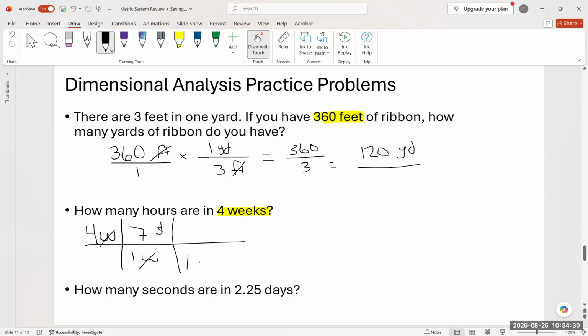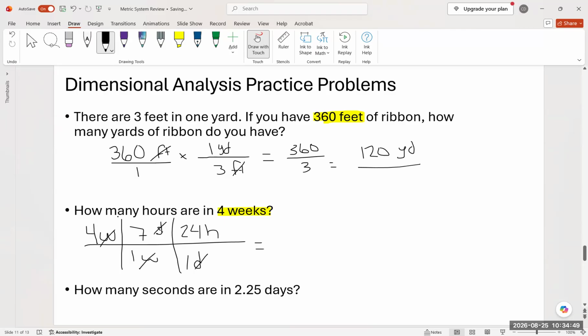Well, I don't need days. So I'm going to say, what do I know about days? Well, 1 day is going to be 24 hours. And this is great because once I cancel out these days, I'm left with hours, which is what I'm looking for. So now I'm just going to do, let me get my calculator.